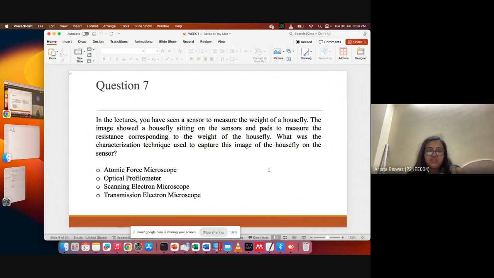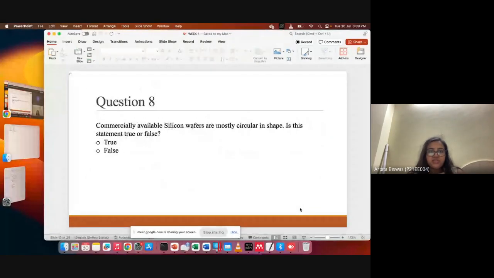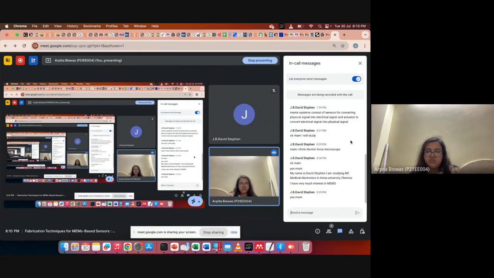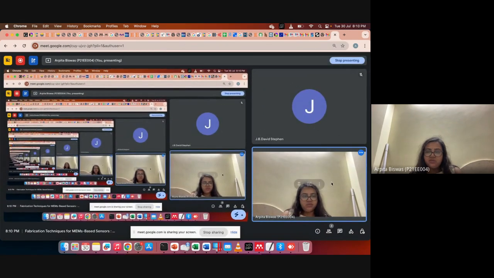So now this question number 7, the right option is the scanning electron microscope. So we are moving towards the next question. This is question number 8. Commercially available silicon wafers are mostly circular in shape. Is this statement true or false? So have you seen the silicon wafer which is commercially available in the market? What is the shape of this silicon wafer?